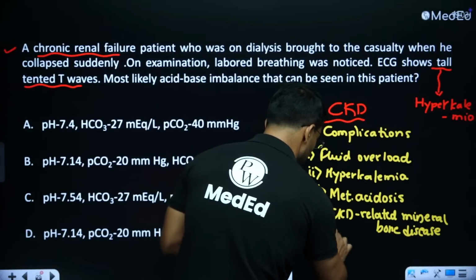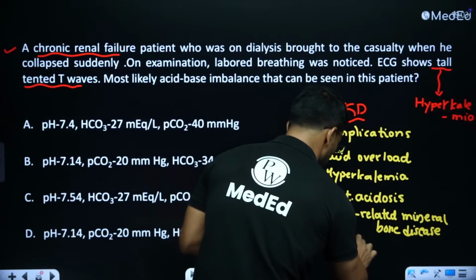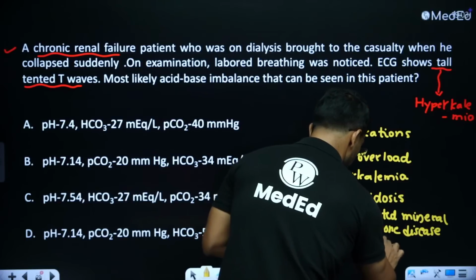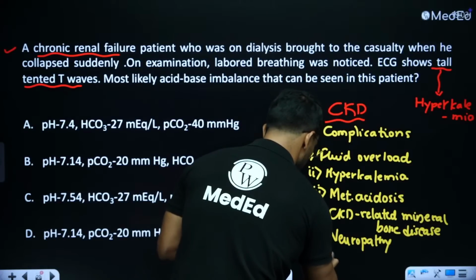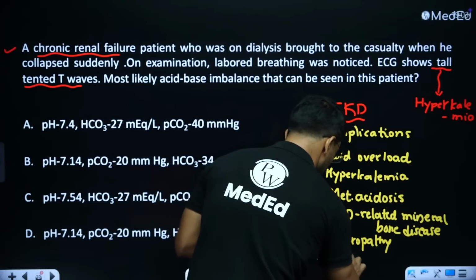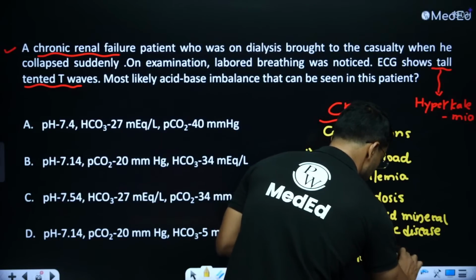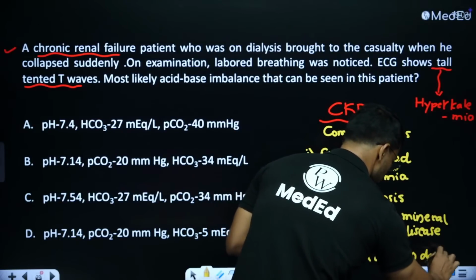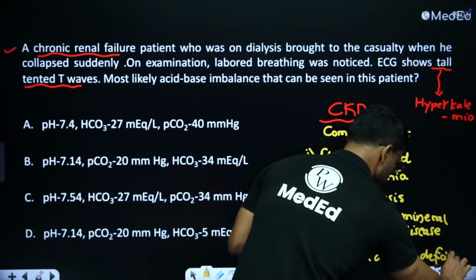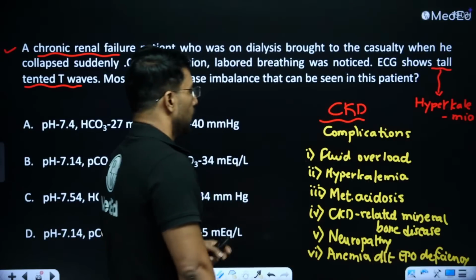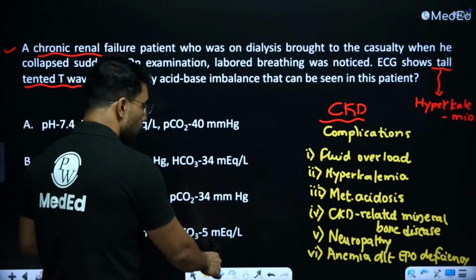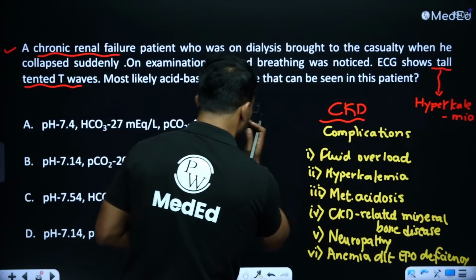Okay. Can CKD cause neuropathy? Yes, CKD is known to cause neuropathy. Then can CKD cause anemia? Yes. What is the main mechanism for CKD related anemia? It is due to erythropoietin deficiency. So these are all possible complications. The list goes on and on. There are plenty of complications.